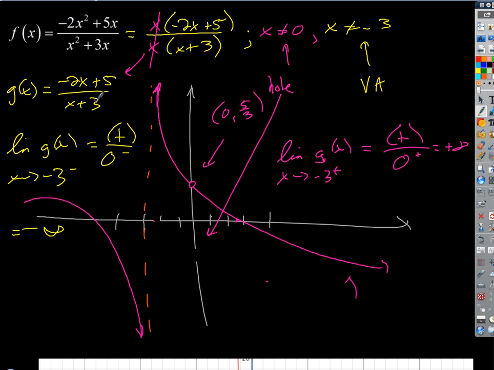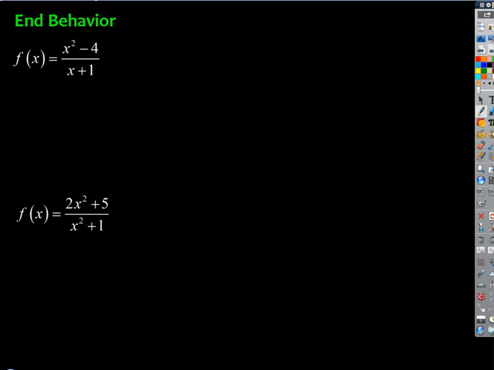It really does change the function, though, because now for g of x, 0 is a part of the domain, isn't it? Okay, so the last thing we have to cover is what the end behavior does. We know how to find vertical asymptotes and holes, but what about the end behavior? Let's start with this one right here.